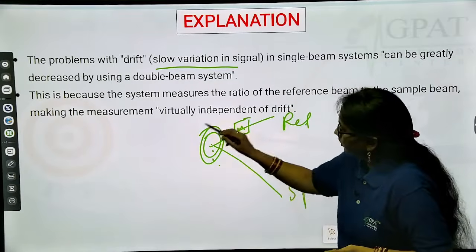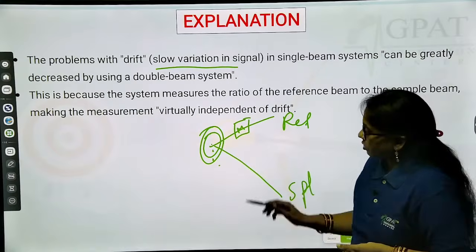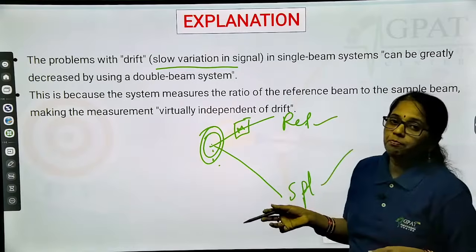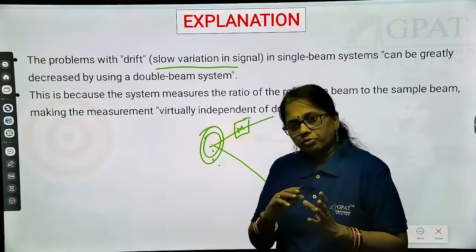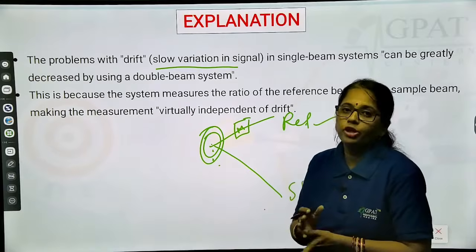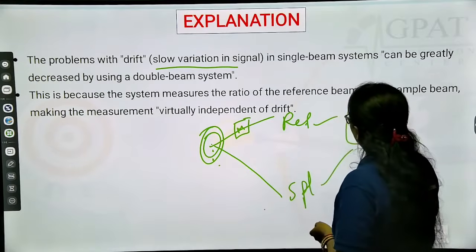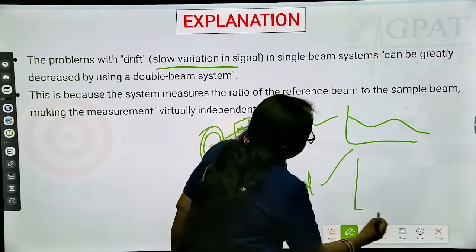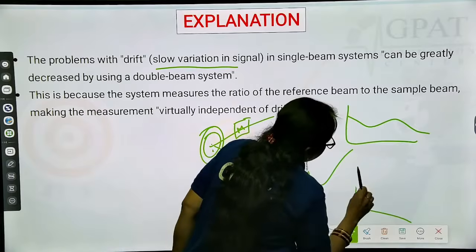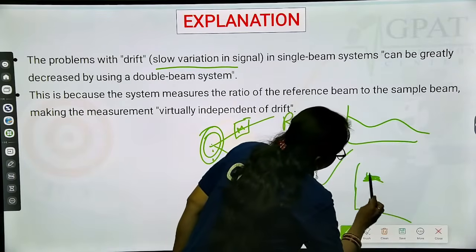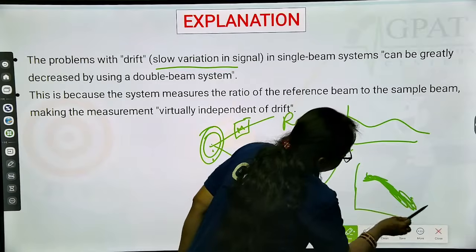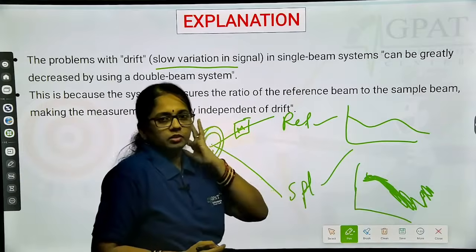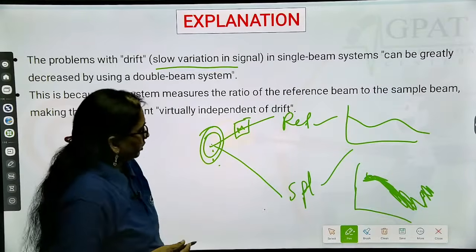So, whatever the drift you are going to observe in case of the radiation, it is going to be observed in both the cases as the same, so that we are going to see less noise. The spectrum we observe may be a very sharp line, but it is not always like that. Sometimes the noise is going to be very high. In that way, we do not observe this in the double beam spectrophotometer.